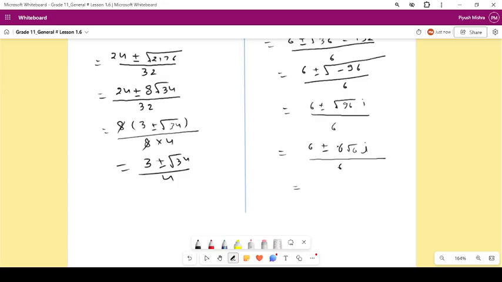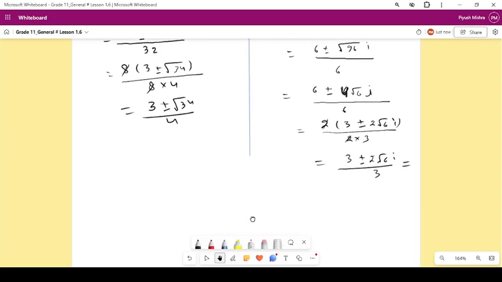It will be 4, sorry, it will be 4 not 6. Just give me a minute. So I will be taking 2 common, so it will give you 3 plus minus 2 root 6i by 2 times of 3. So 2 and 2 will get cancelled. It will give you 3 plus minus 2 root 6i by 3. So this is going to be your answer. Okay, I hope you all have understood everything whatever till now I have told.